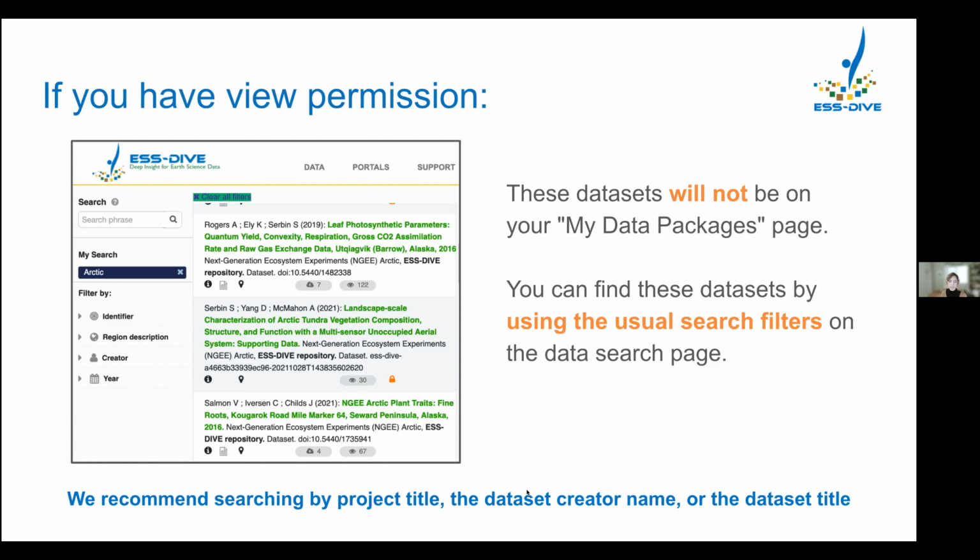Oh, and another good search tool you can use is to search by the creator's name. If you know the name of the person who shared their data set with you, you'll want to select the creator filter and then enter their name into the creator field to see all the data sets they created. That could be another way that you can find the data sets that you have received view permission on.